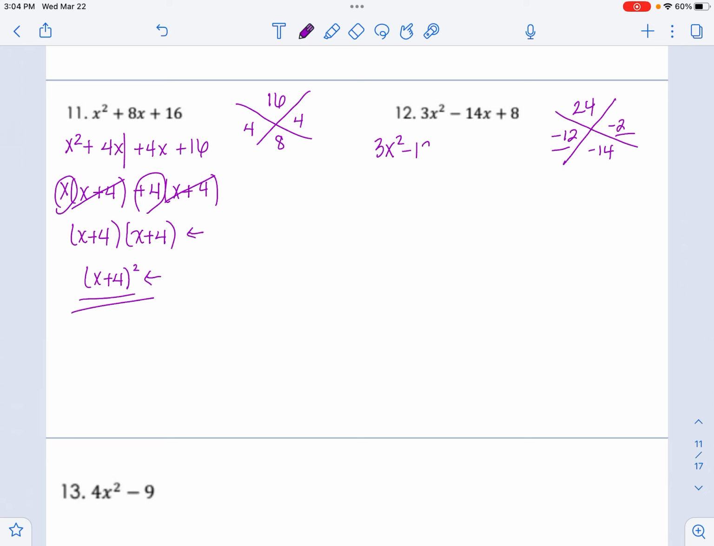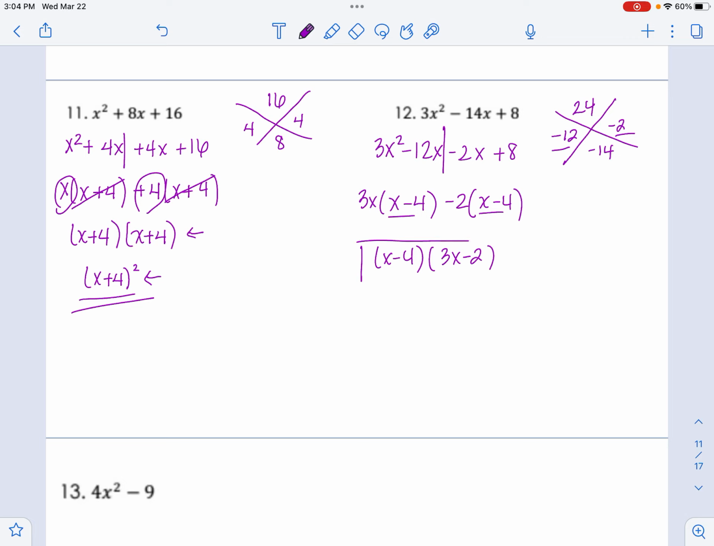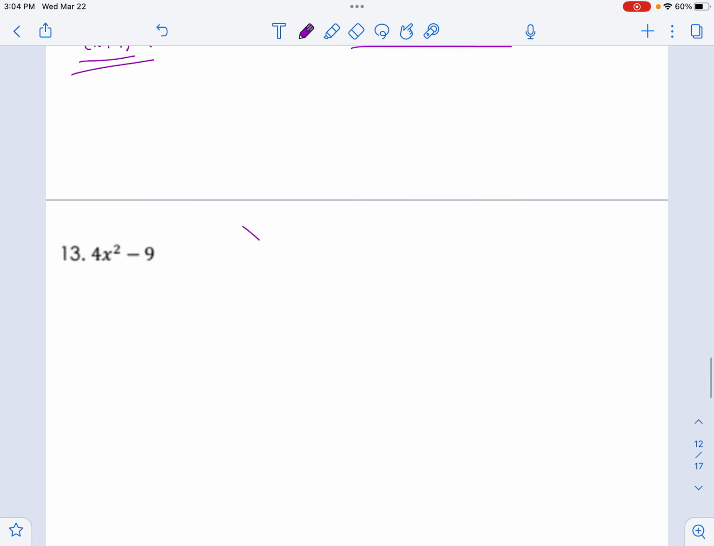So 3x squared minus 12x minus 2x plus 8. Second term, draw a line, GCF. Minus 2. Okay, remember, these should match. They do. And that's my answer. Last one.